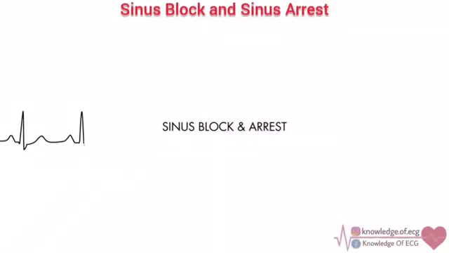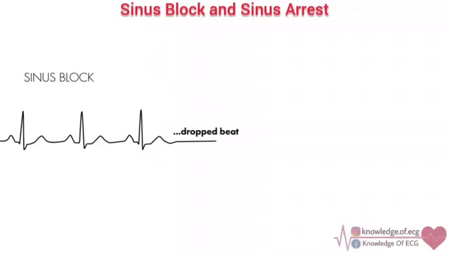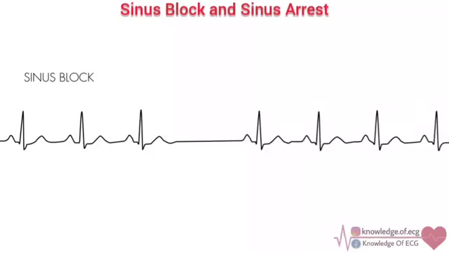In sinoatrial blocks, or sinus blocks, the SA node conducts P waves normally until a P wave is missed and a complete electrical cardiac cycle is not conducted. This is seen on this rhythm strip as a long pause.